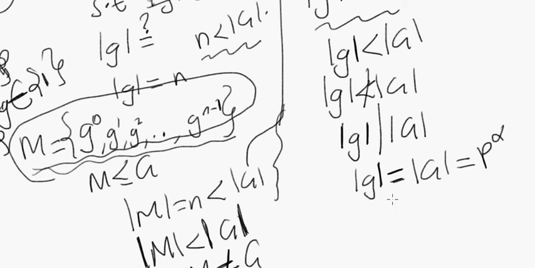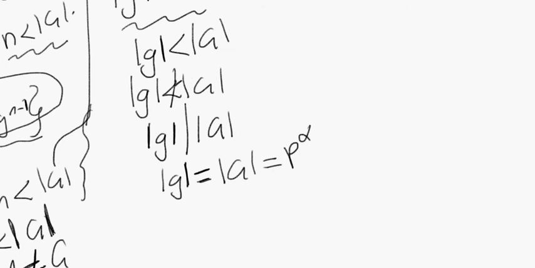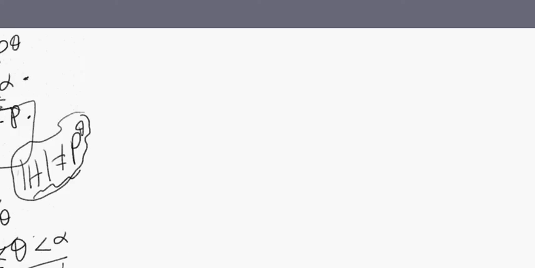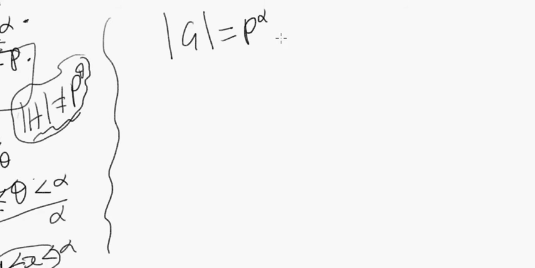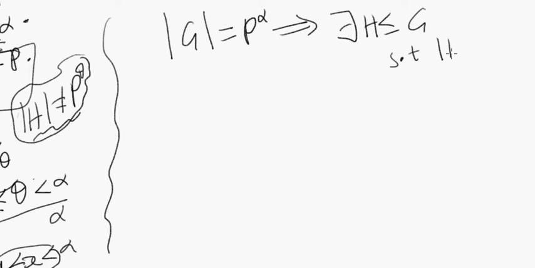is the question. So again, it feels very convoluted. It's really a long investigation. So let's make sure we haven't lost track here. We're trying to determine if this statement is true: if the order of a group is p to the alpha, does that imply that there exists some subgroup H of G such that the order of H equals p, sorry?